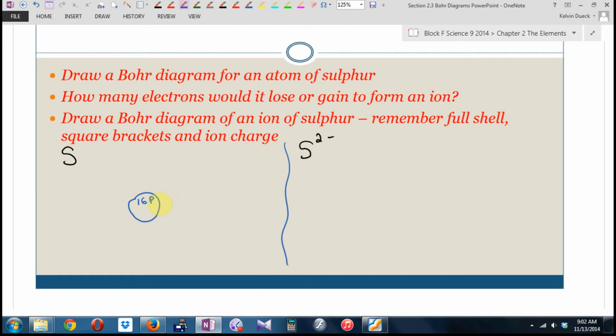Thank you. How many neutrons in sulfur? Also 16? Okay.